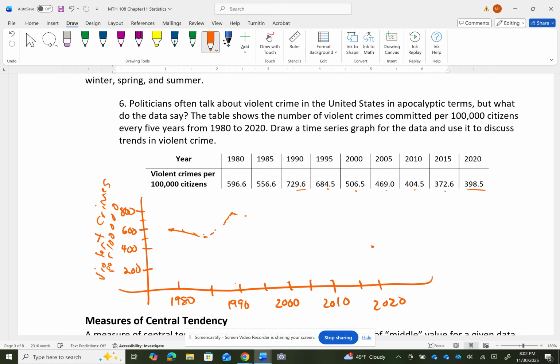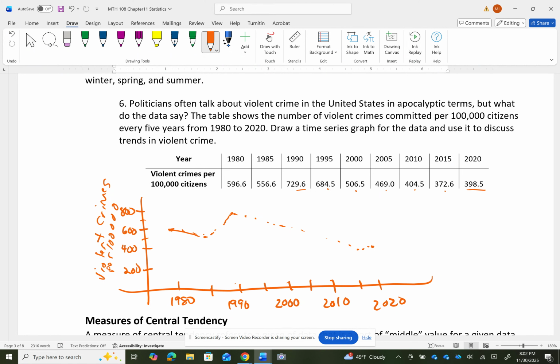So you'd have all these other drops, but it kind of drops until you get to 2015, and then it goes back up just a little bit. Okay, so something like that. All right, and you can look at my completed notes to see a better graph, but then it allows you to look at it and discuss the trend.